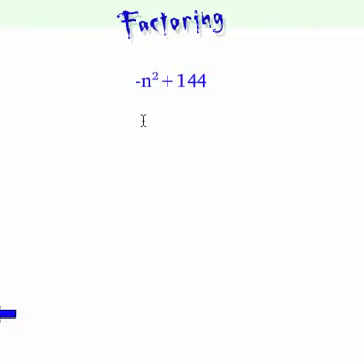Maybe I have time for one more. I'm going to factor out the negative. See, this is the way I like to do it. Factor out the negative. You're left with n squared minus 144, so n plus 12, n minus 12.